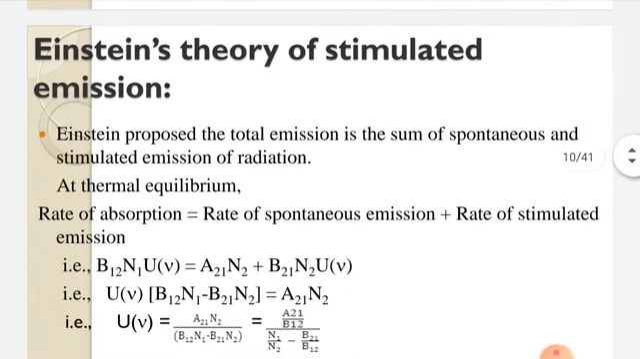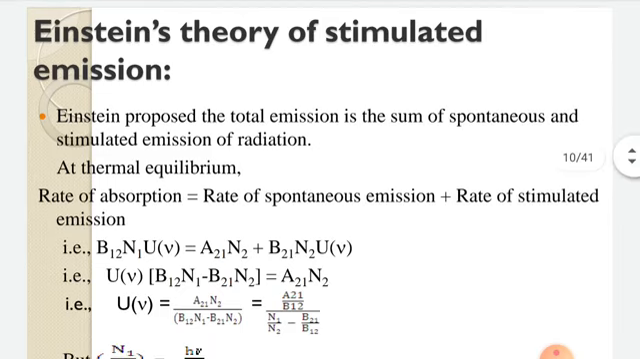Next, we can study Einstein's theory of stimulated emission. This is a very important one. Einstein proposed that total emission is the sum of spontaneous plus stimulated emission of the radiation.